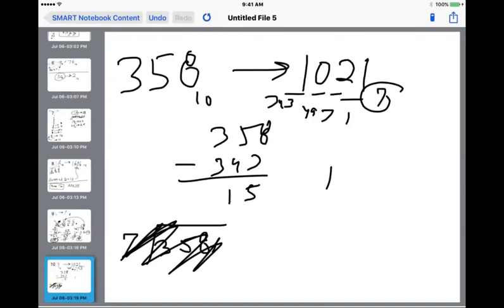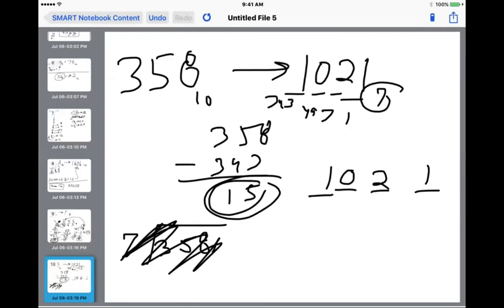Now 49s, so it's going to be 4 places. So they're not called decimal places anymore. 15 is too small, so we put a 0 there. And then 15 has 2 7s with 1 left over. So that's why it's 1021.